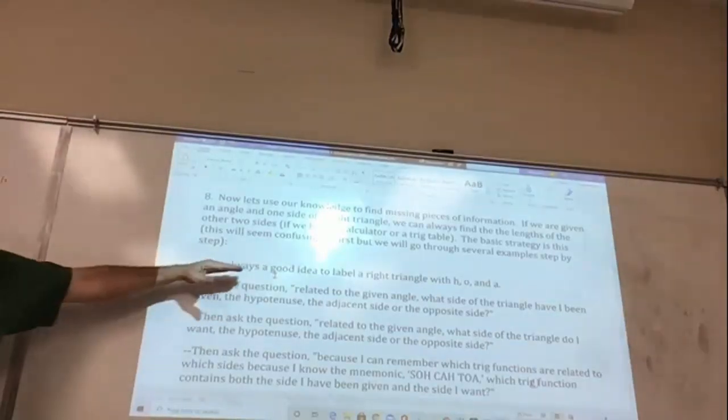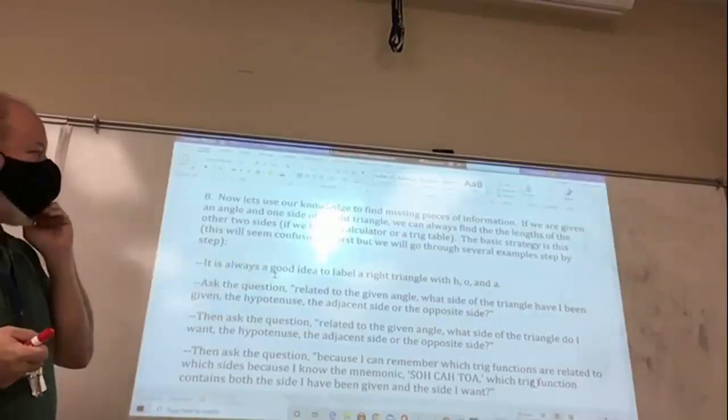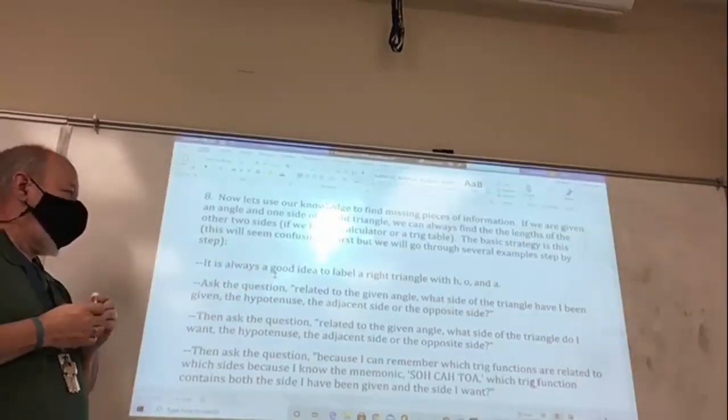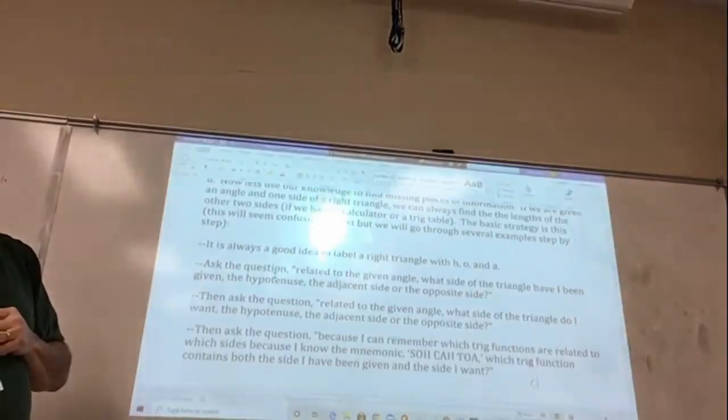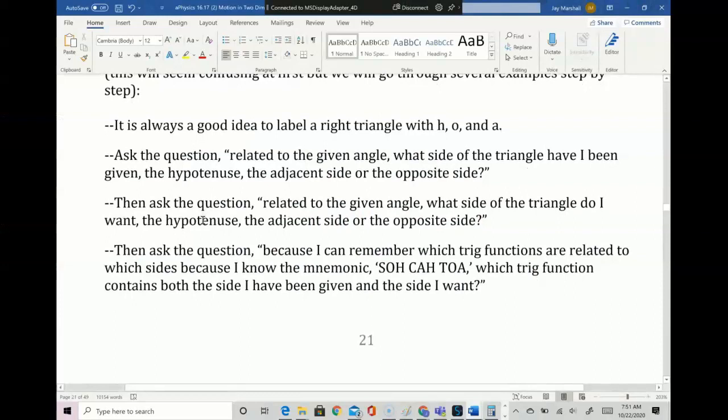It's always a good idea to label a right triangle with hypotenuse, opposite, and adjacent. Okay? Then you're going to ask the question, what side have I been given? Have I been given the hypotenuse, the adjacent side, or the opposite side? What side of the triangle have I been given? Then ask the question, what side do I want to find?